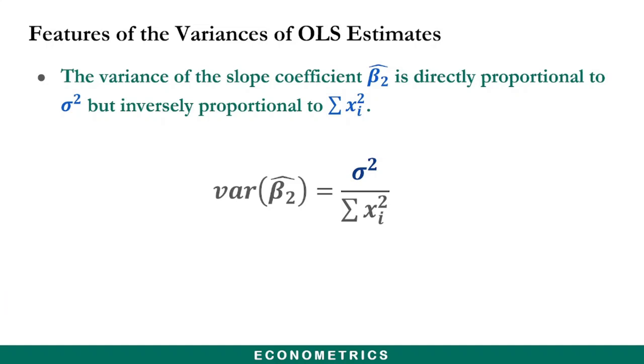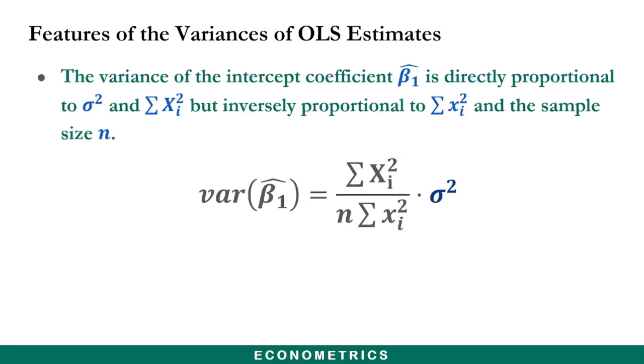We can also take it from the angle of the sample size. If the sample size increases, then the number of terms in the sum of squared deviations of x will also increase, which causes the variance of beta 2 hat to decrease, resulting in a greater precision of the estimated population parameter.